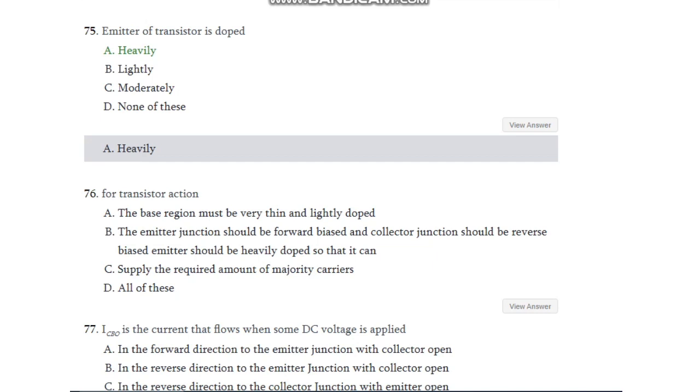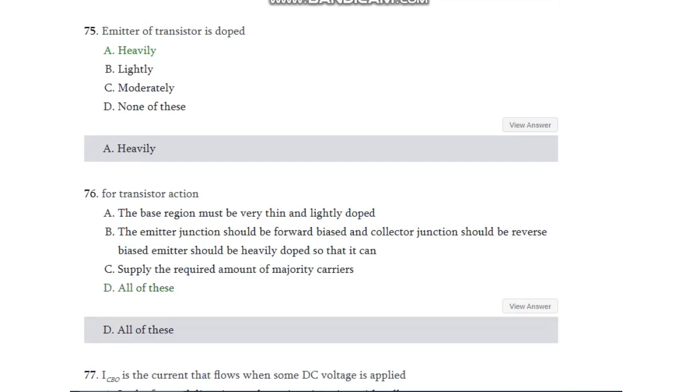For transistor action, the base region must be very thin and lightly doped. Second, the base emitter junction should be forward biased and collector junction should be reverse biased. Emitter should be heavily doped so that it can supply the requirement of majority carriers, and all of the above. And the answer is all of the above.